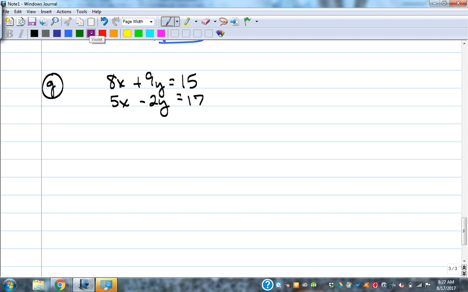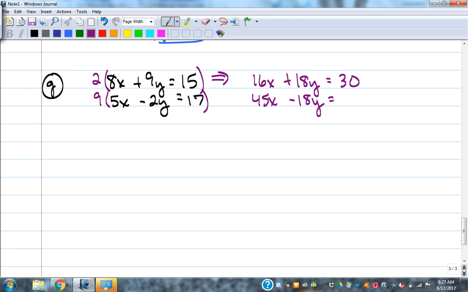So the first one we would need to multiply by 2. The bottom one we need to multiply by 9, right? It won't always be the same number; you want to get the smallest one. The smallest one is not always the product of those two. So that'd be 16x, 18y, 30. This would be 45x, negative 18y, 90 and 63 be 153. So nice, fun, larger numbers.